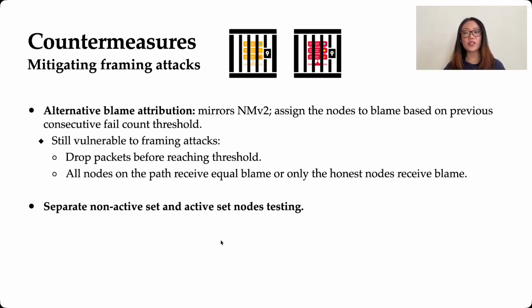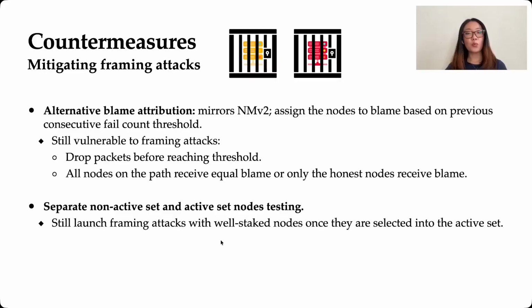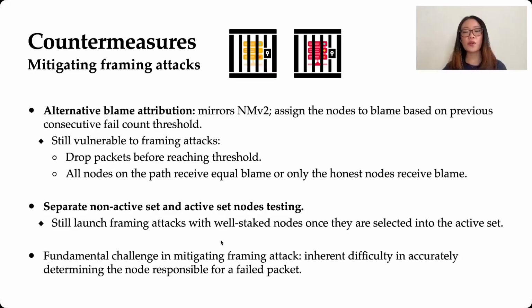And the second one is to separate the testing of non-active set and active set nodes. But we can still launch framing attacks with well-staked nodes once they're selected into the active set. And this shows a fundamental challenge in mitigating the framing attack, which is the inherent difficulty in accurately determining which node is responsible for a failed packet.